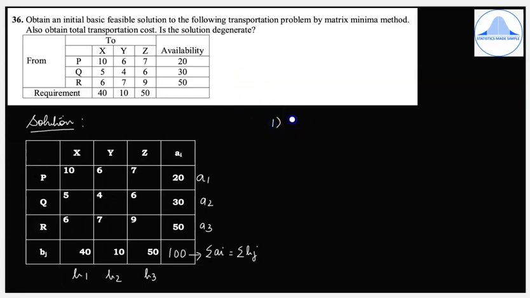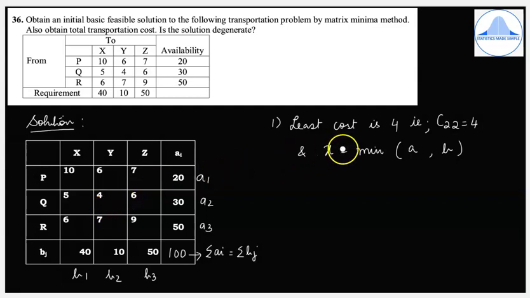Now, the first step is to find the least cost. The least cost in the given table is 4, and 4 is in the second row, second column, that is cell 2,2. So we write C22 is equal to 4, and we have to make the allocation in that particular cell. So X is equal to minimum of A, B, and because this is cell 2,2, the first 2 you write for A, and the second 2 you write for B. That's an easy way to remember. It is equal to minimum of 30, 10. So you get X22 is equal to 10.